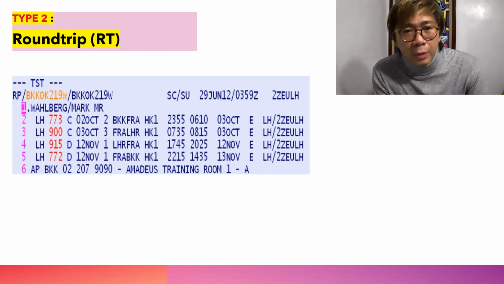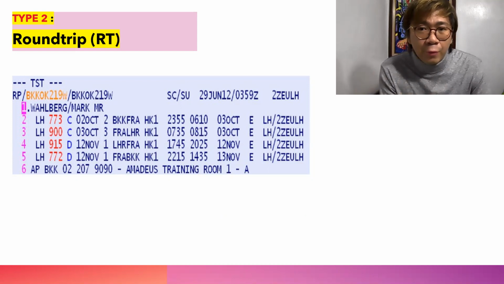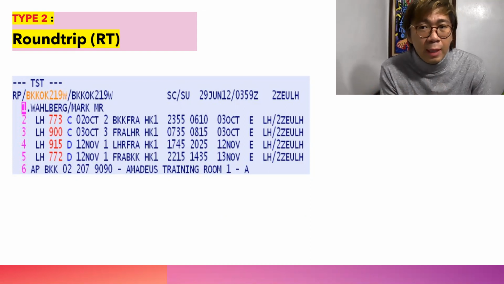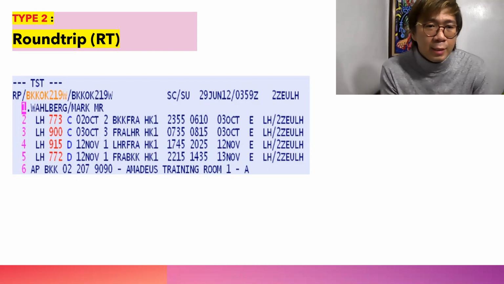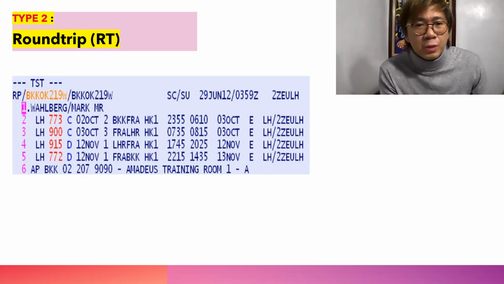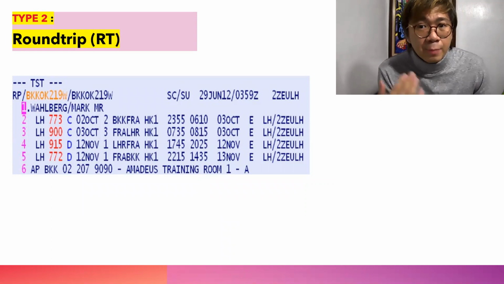In my example here, it's Bangkok to Frankfurt and Frankfurt to London Heathrow. Then London Heathrow to Frankfurt again, and Frankfurt to Bangkok. Frankfurt is the connecting city because that's the hub of Lufthansa Airlines. LH stands for Lufthansa Airlines. Okay, so that's the hub. Thanks to Amadeus, this is a copy of their Amadeus CRS platform.